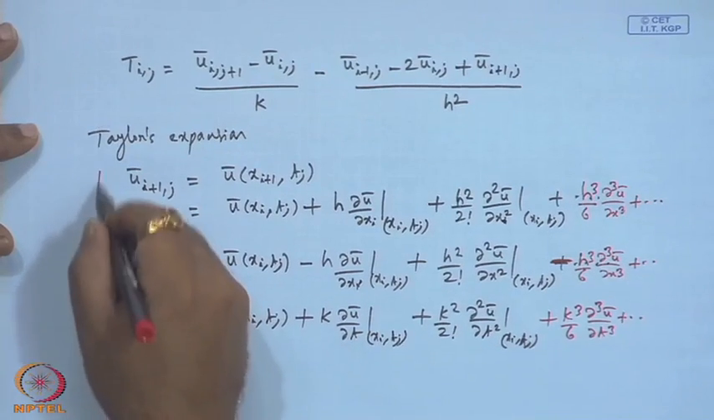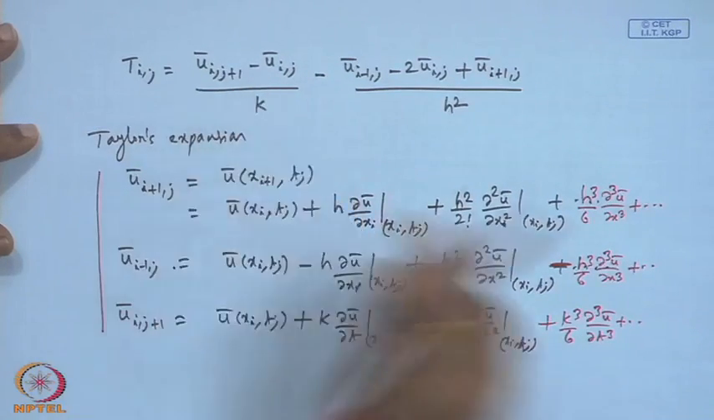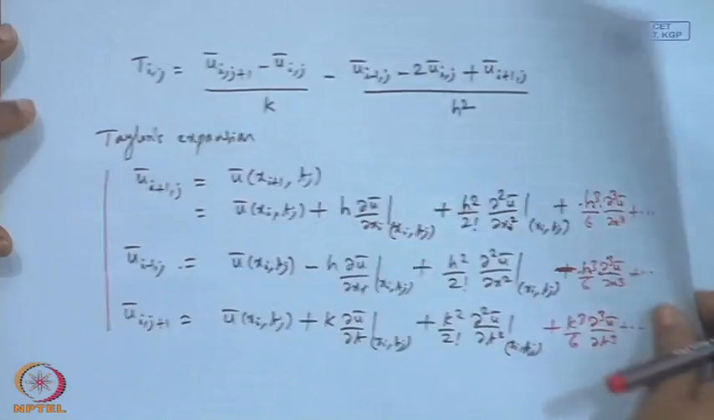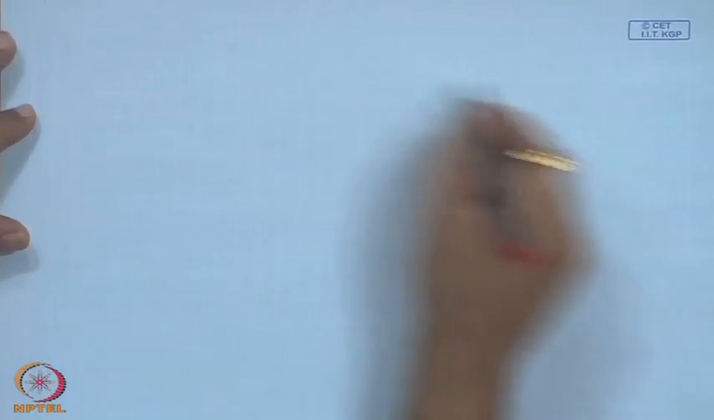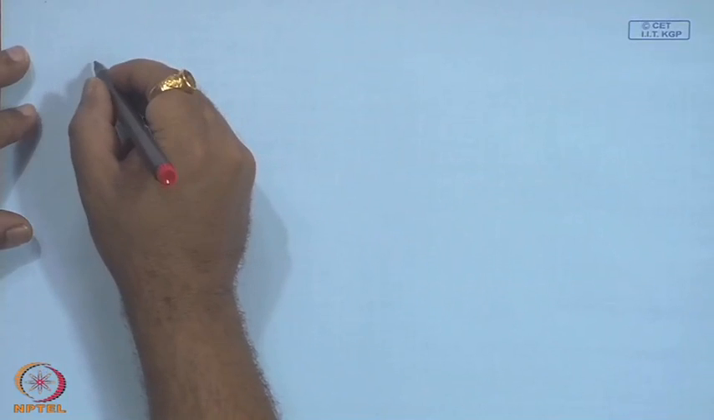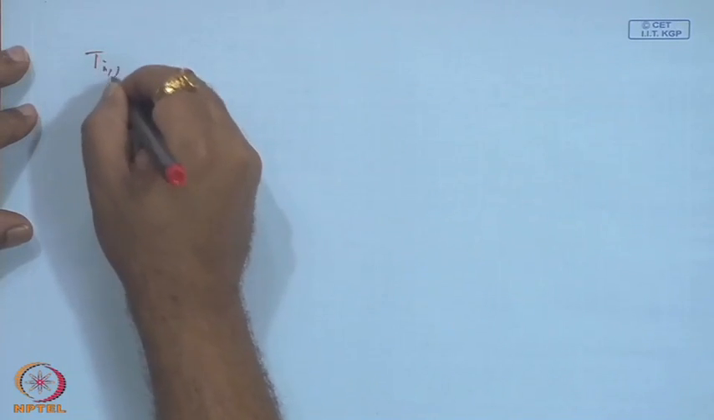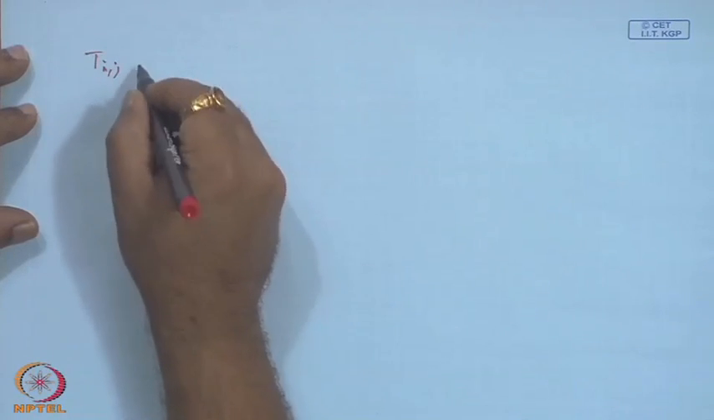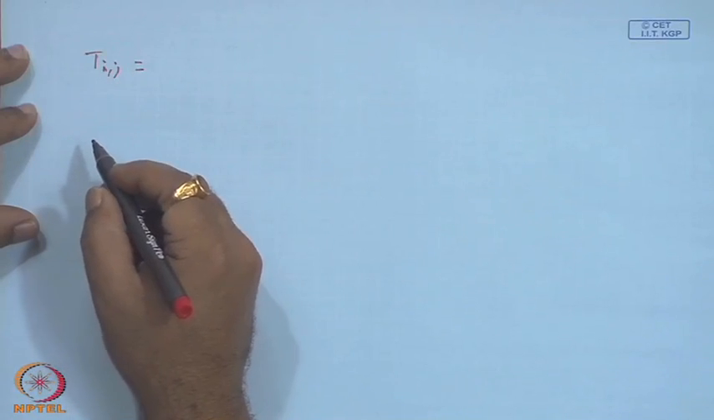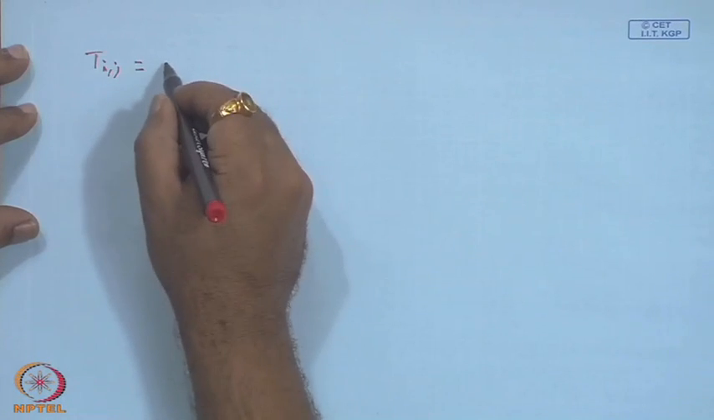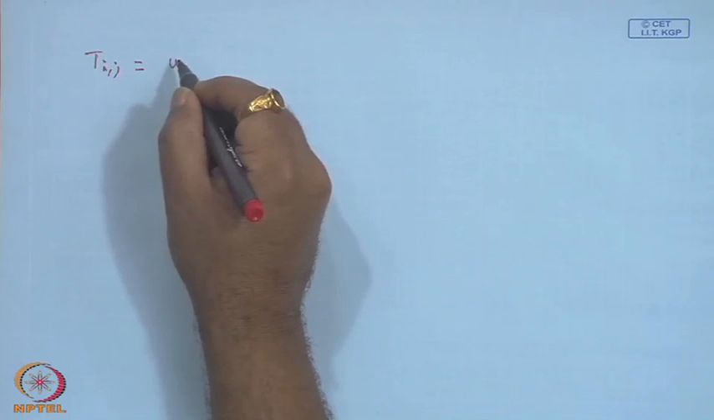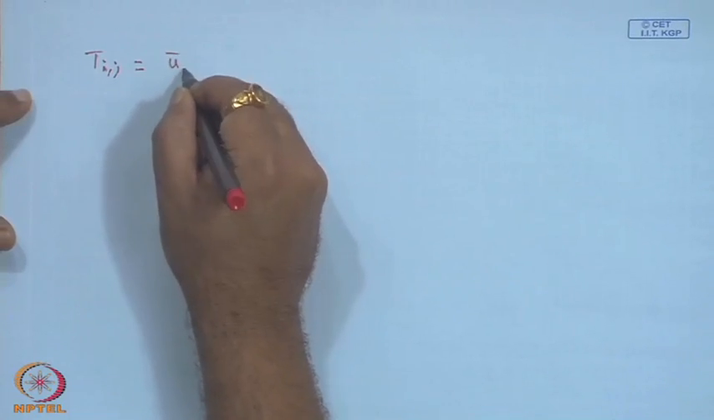Okay. So, now all this we substitute in this. Okay. So, let us substitute, then we get T_ij is equal to. So, let us write down the scheme, so that we do not make any mistake.